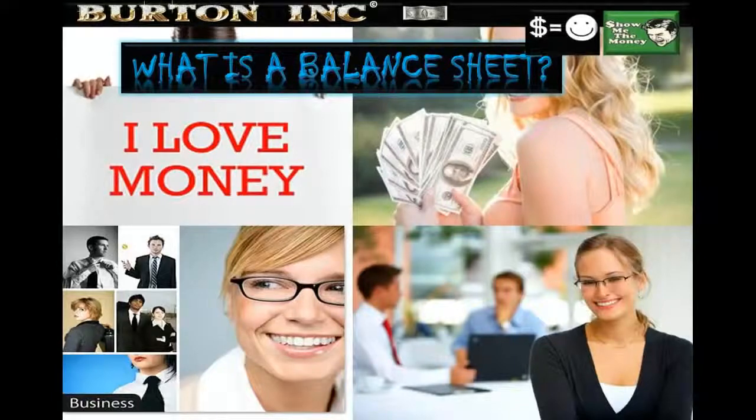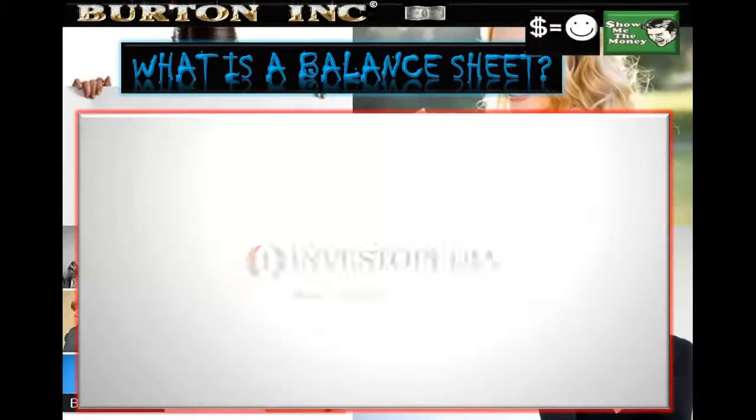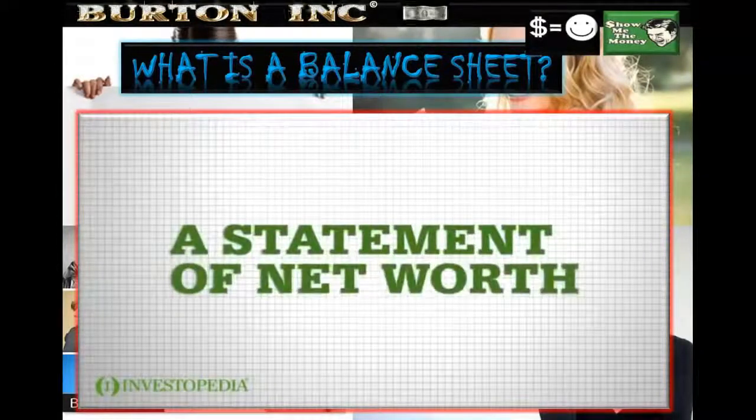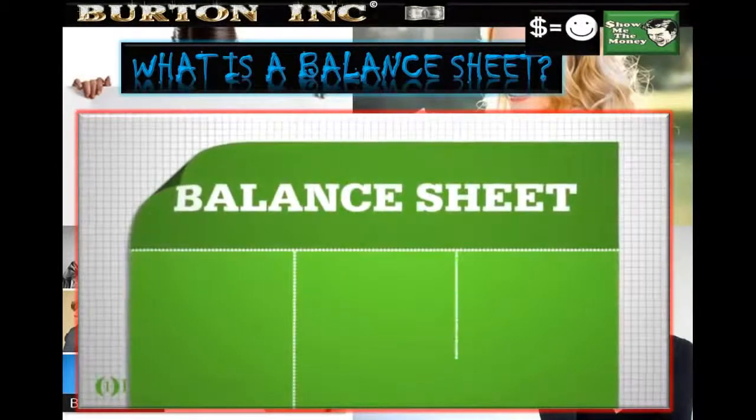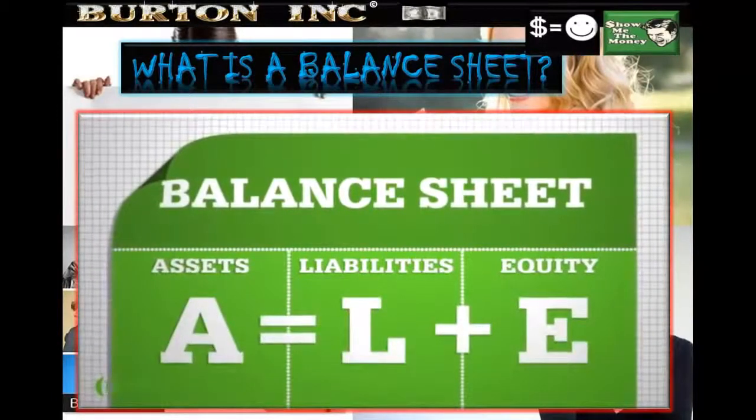What is a balance sheet? Critical question. Let's answer it. A balance sheet is a statement of net worth. It's broken up into three sections: assets, liabilities, and equity. A equals L plus E.